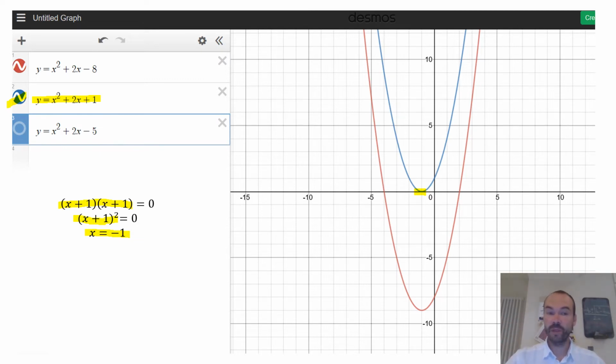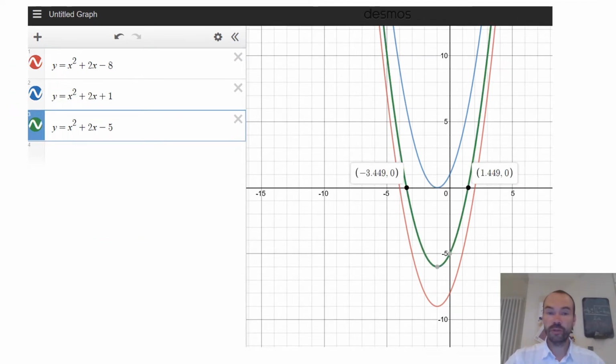Okay then, what about this one, x squared plus 2x take 5. You can sit and stare at that all you like. You will not find a pair of integers that multiply to give minus 5 and add to give 2. That quadratic expression does not factorize.